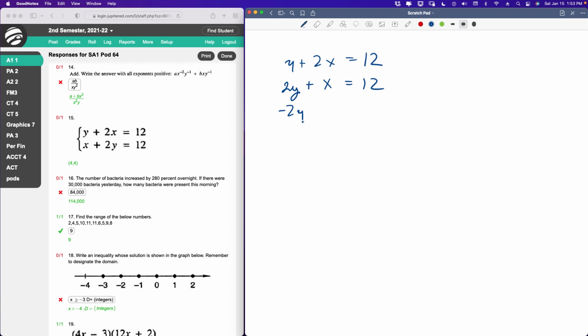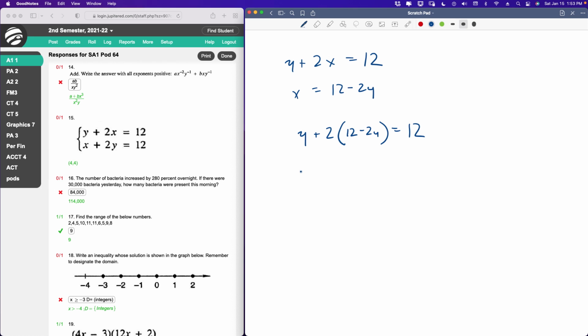Let's subtract 2y from both sides. X equals 12 minus 2y. All right, so that becomes our new equation that we're going to sub with. So I'm going to take this one and I'm going to say y plus 2, and I'm going to put in the value for x because x equals all of this, 12 minus 2y. And I'm going to finish the equation.